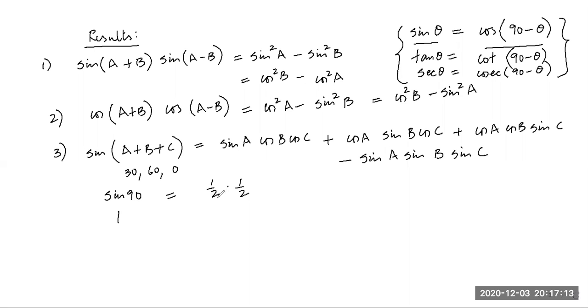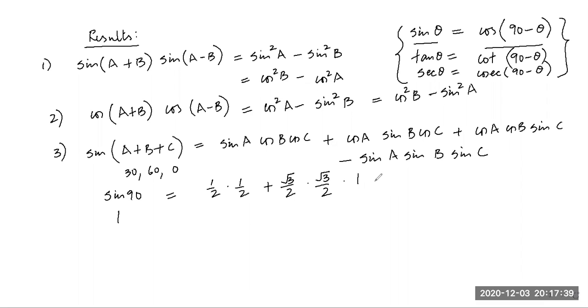So sine 90 here, 1 by 2 into 1 by 2 plus. Can you tell me, Ishma, all the values? Cos A will be cos 30. What is cos 30? Root 3 by 2, fast. Sine B. Sine 60 is what? Come on, sine 60. Root 3 by 2. Okay, what about cos C? Cos 0. What is cos 0?